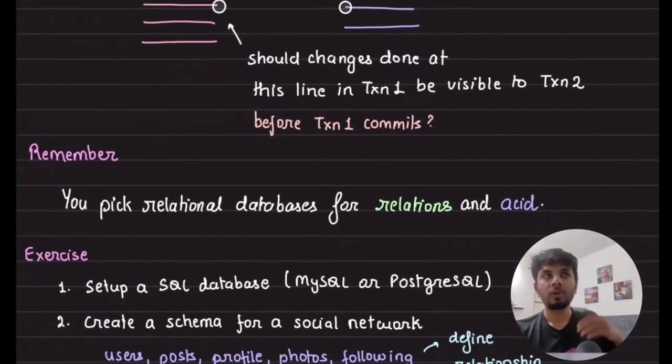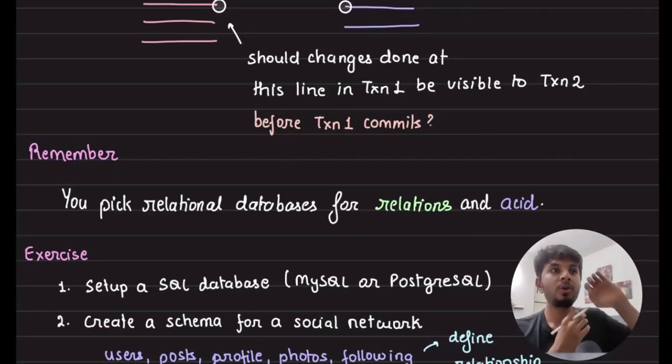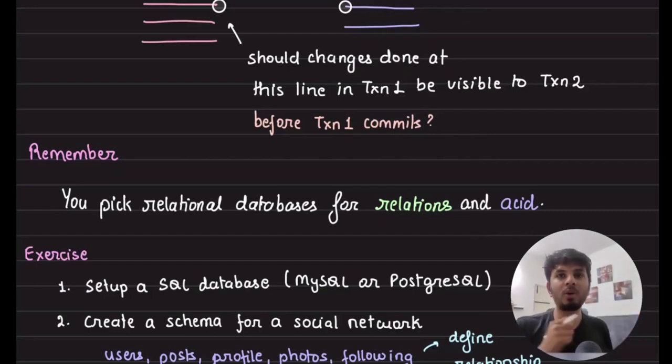So relational databases are there to provide you with these 4 amazing guarantees: atomicity, consistency, isolation, durability. When you pick a relational database, you pick one because you want ACID, because that's the highlight of it. So you need to have a very detailed understanding of what ACID is all about.